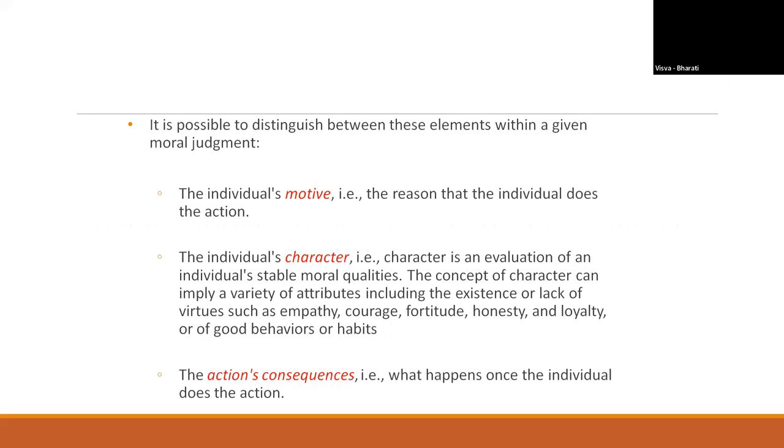Again, an action has a few consequences. What is happening because of the action? What is happening after the action is performed? Those are the consequences. So one is motive, why the person is acting in that way, the reason. And there are consequences, what happens from that action. And third, there is also the character of the individual who is acting in that way.